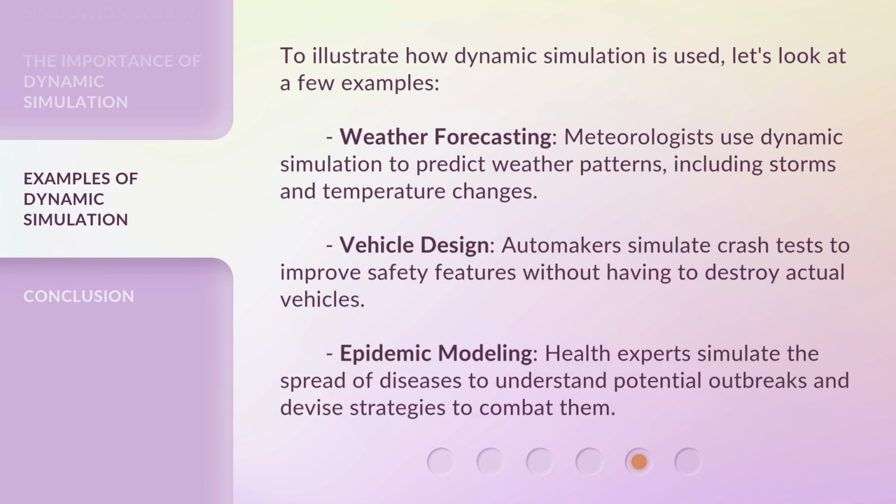To illustrate how dynamic simulation is used, let's look at a few examples. Weather forecasting. Meteorologists use dynamic simulation to predict weather patterns, including storms and temperature changes. Vehicle design. Automakers simulate crash tests to improve safety features without having to destroy actual vehicles. Epidemic modeling. Health experts simulate the spread of diseases to understand potential outbreaks and devise strategies to combat them.